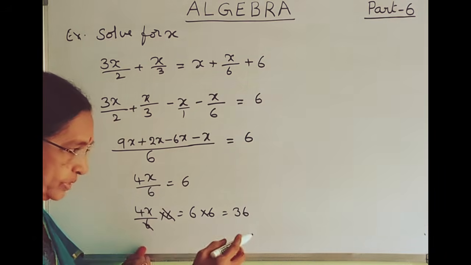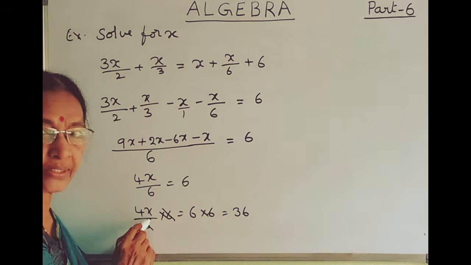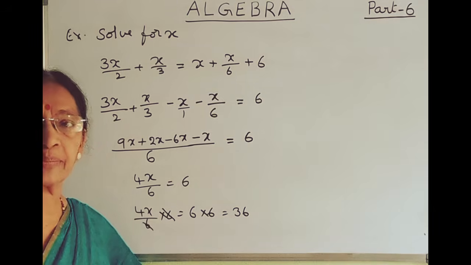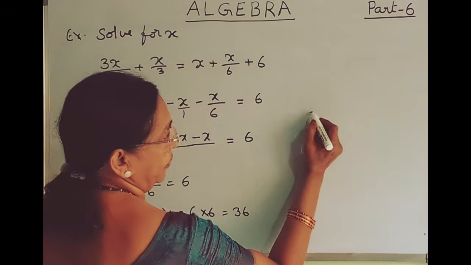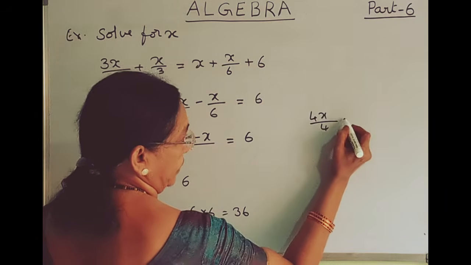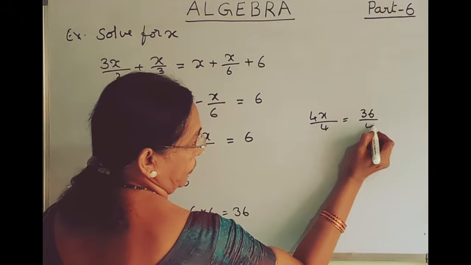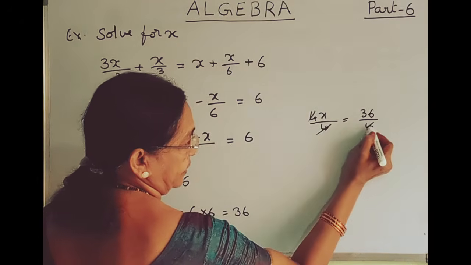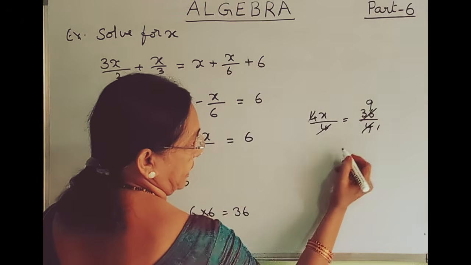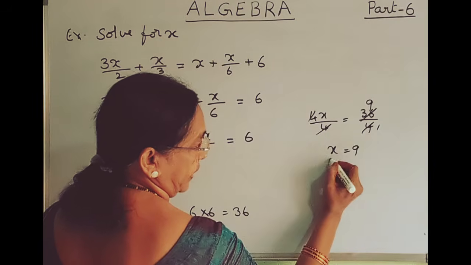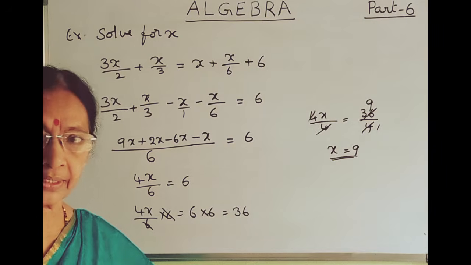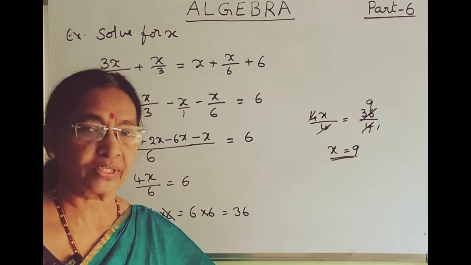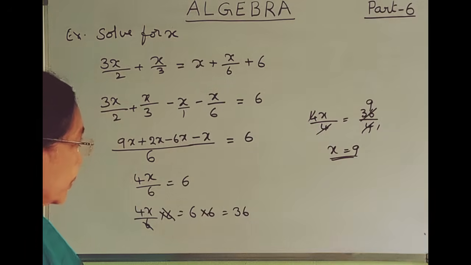Now divide both sides by 4, because here we have 4x, and if we divide it by 4 we get x. So dividing both sides by 4, 4x by 4 is equal to 36 by 4. 4 gets cancelled, 4 ones are 4, 4 nines are 36. Therefore x is equal to 9. Thus we can find the value of the unknown quantity. That is, solving the equation, we got x is equal to 9.